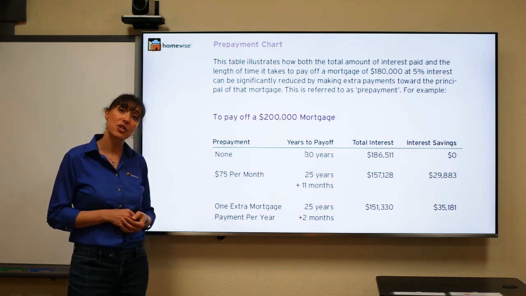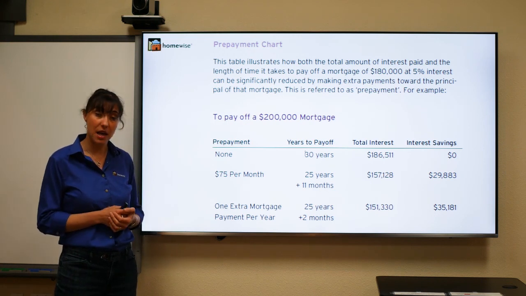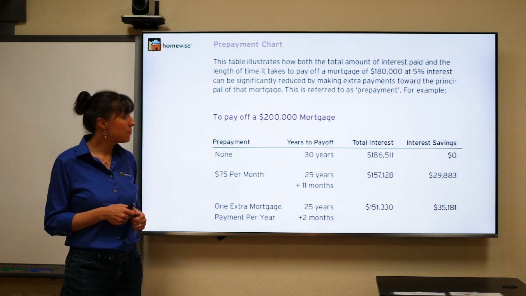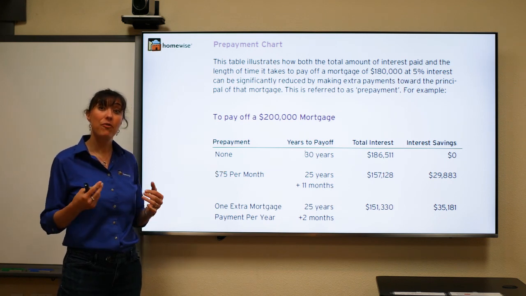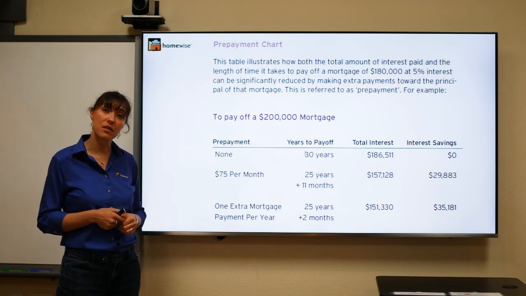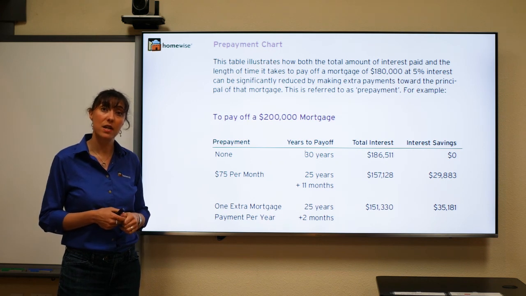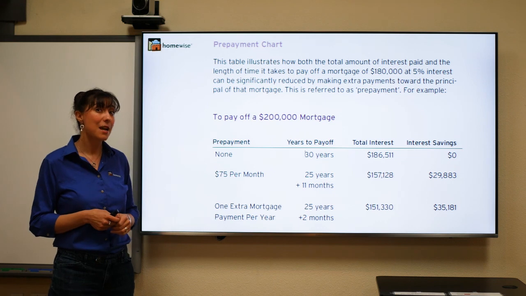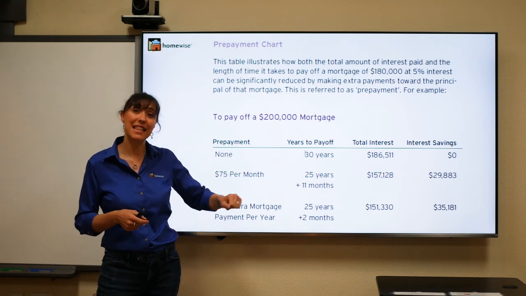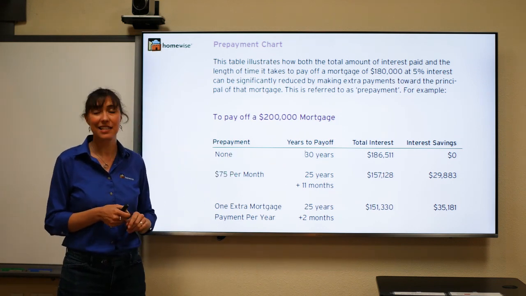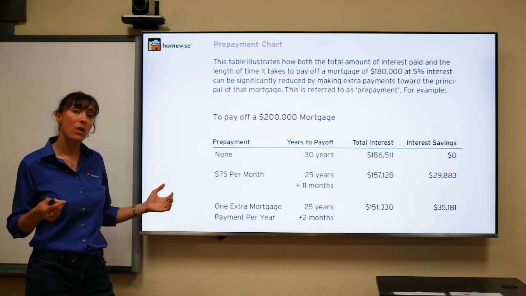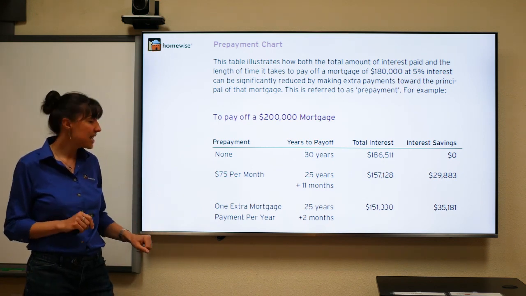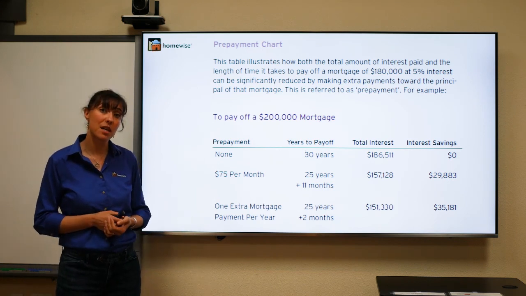If I can pay just an additional $75 a month toward my principal, specifically, in this example, I would eliminate just under 4 years from my mortgage. So instead of it taking 30 years, it would take me 25 years and 11 months, and I'm saving over $29,000 in interest. That's nothing to sneeze at. What if I can't do that extra $75 a month? No problem. What if I can make one extra mortgage payment a year?